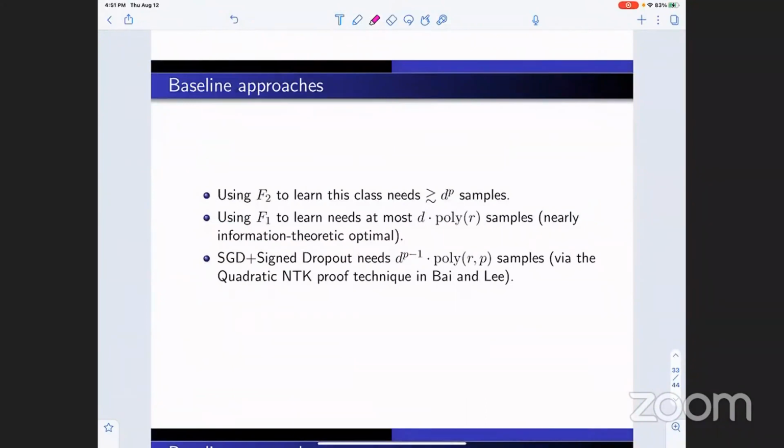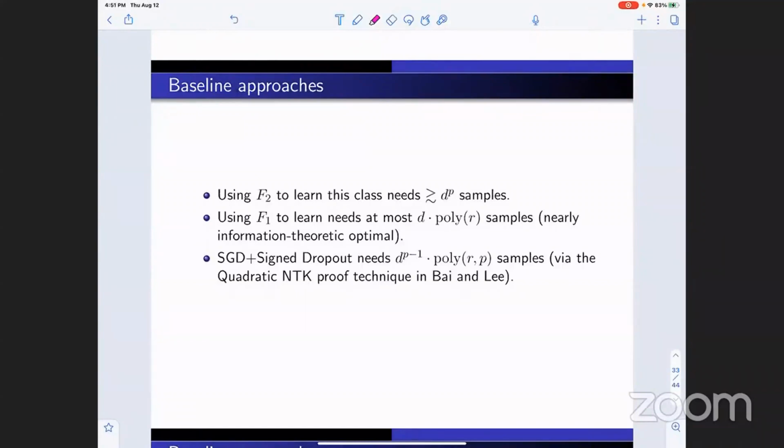So let's look at what our baseline approaches do. F2 needs D to the P samples. This is the same thing with all kernels. They just ignore low dimensional structure, and you just get D to the power of the poly degree. F1 is D to the poly R. It's essentially optimal. Of course, the issue is it's exponential time. We don't know how to learn this efficiently.